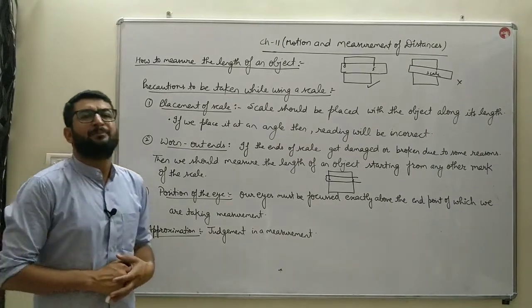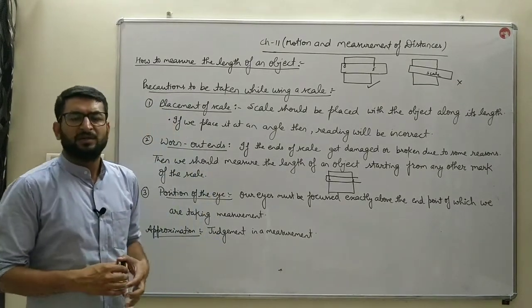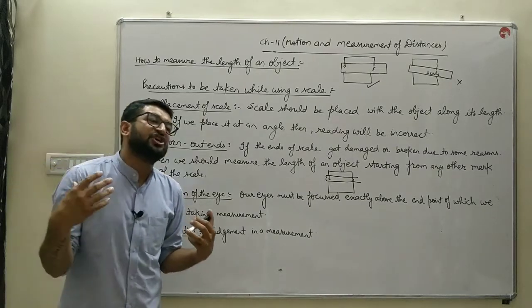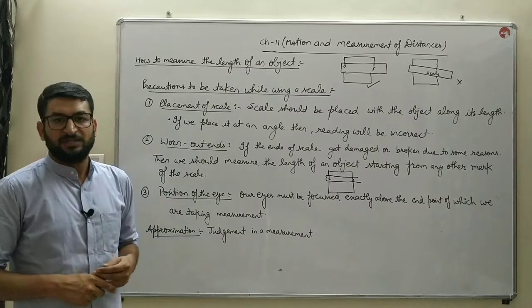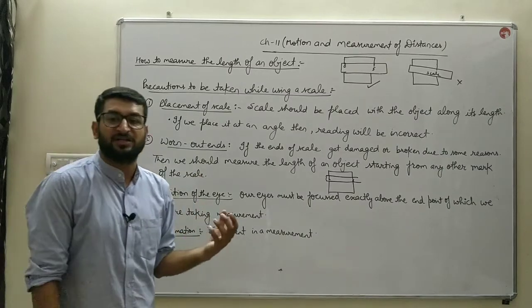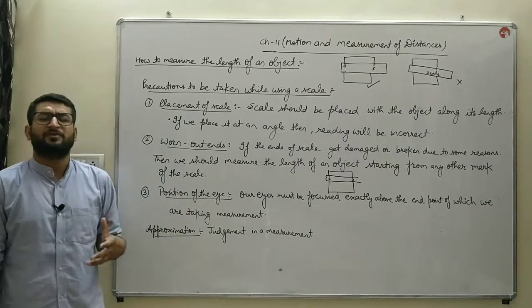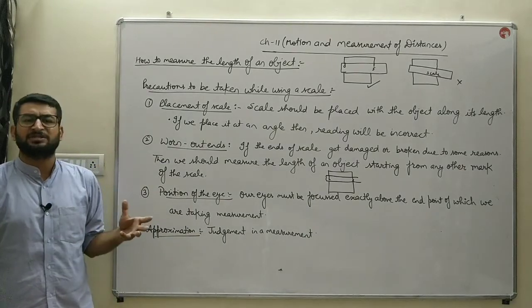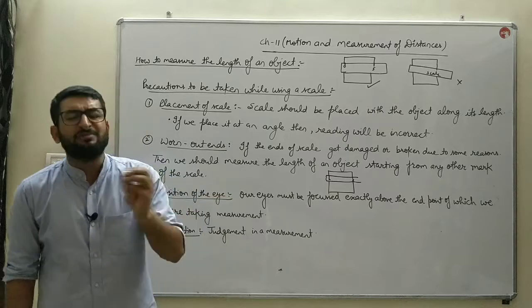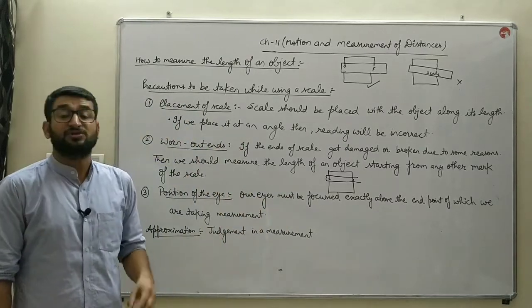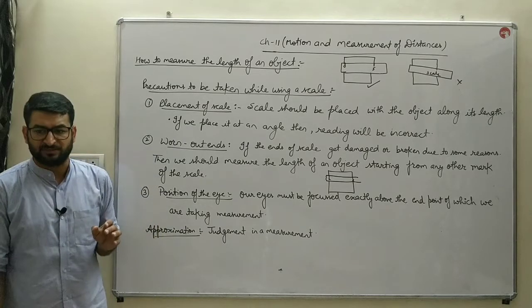Then we'll discuss the approximation. During certain life activities, we go with judgment in our measurement. That judgment in the measurement is known as approximation. For example, during the cooking of vegetables, our mother approximately puts some salt and other ingredients in it. That is not measured in grams or kilograms.